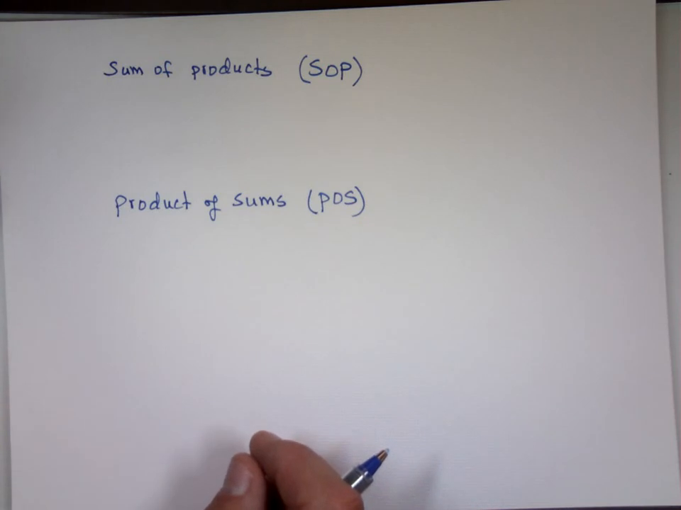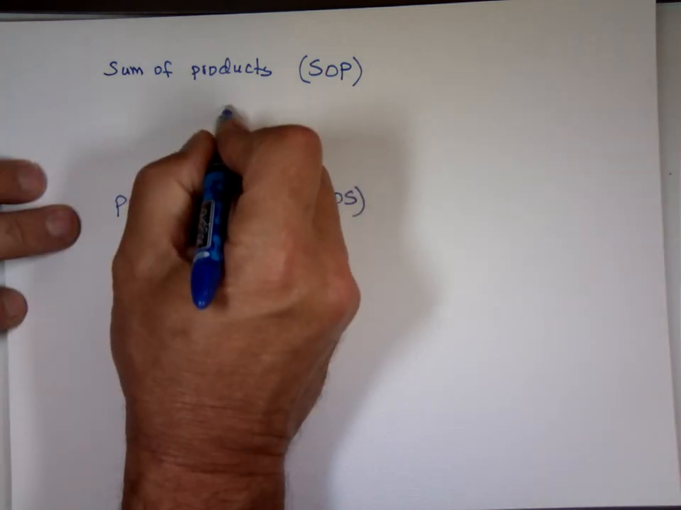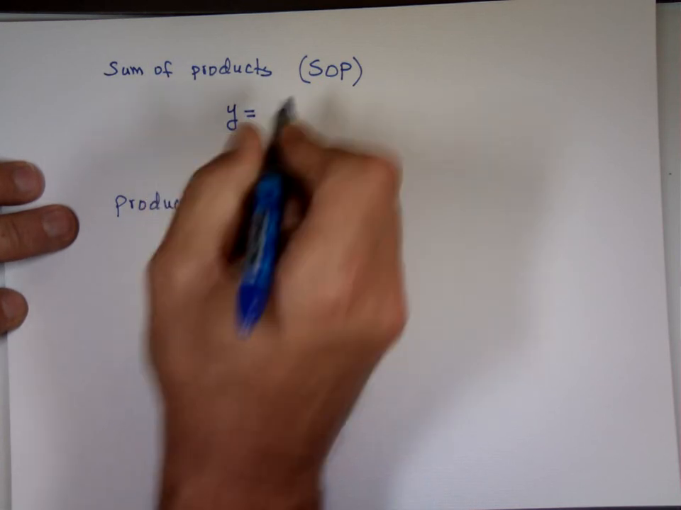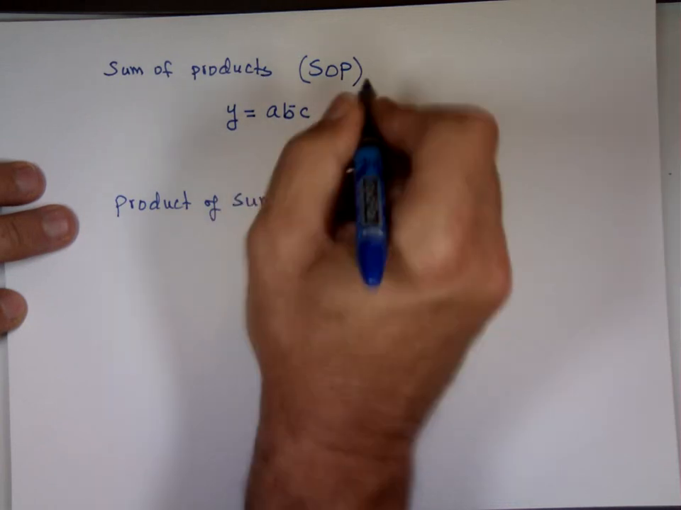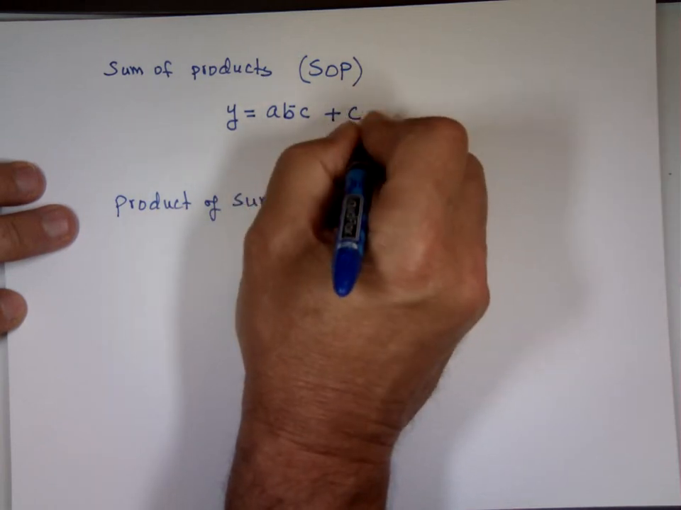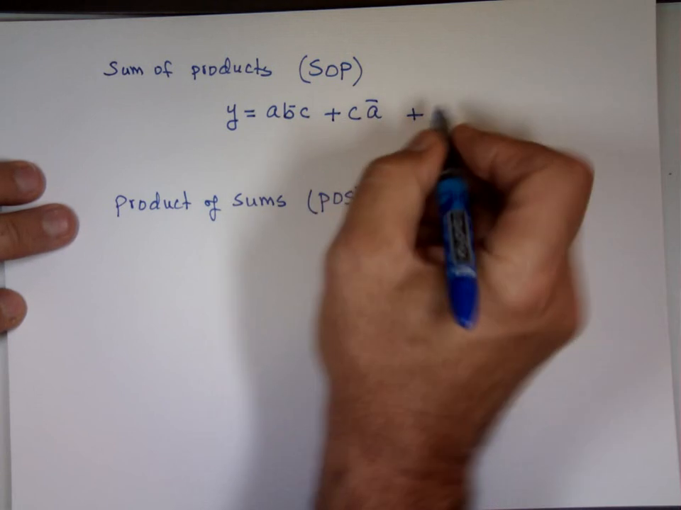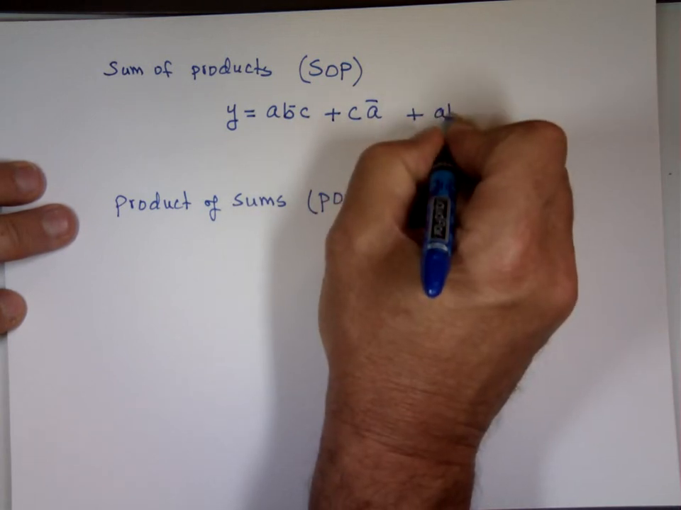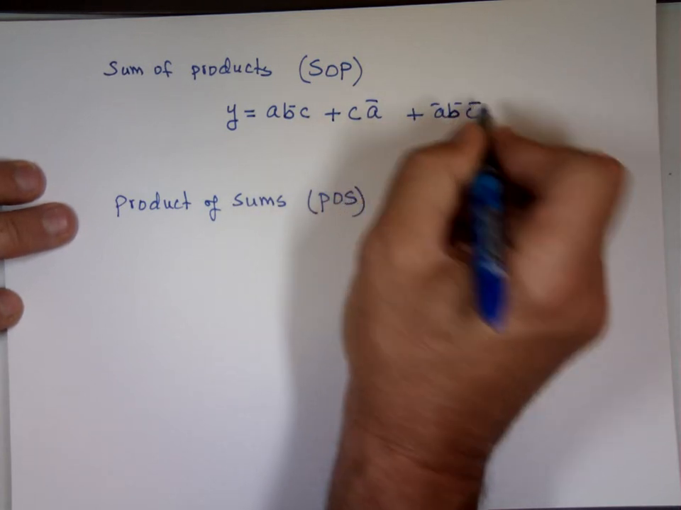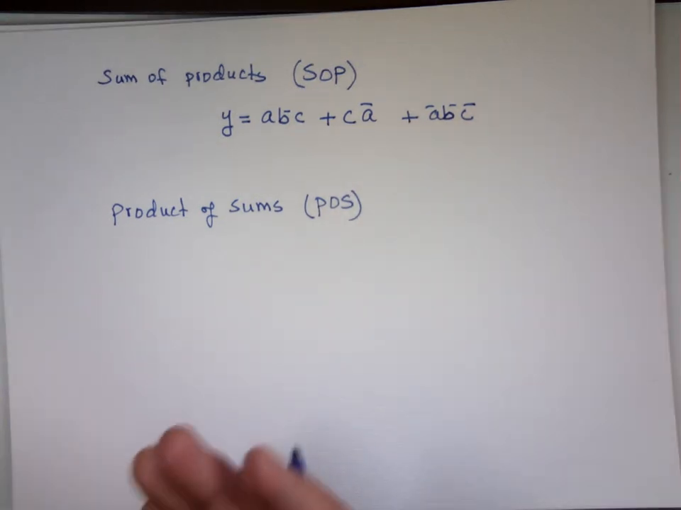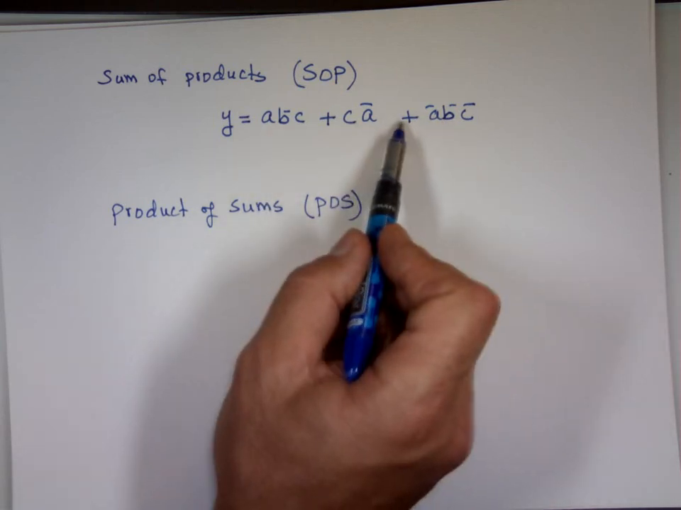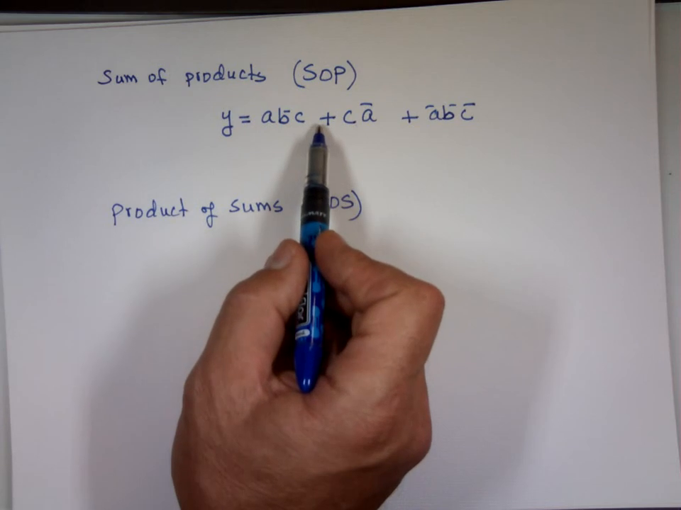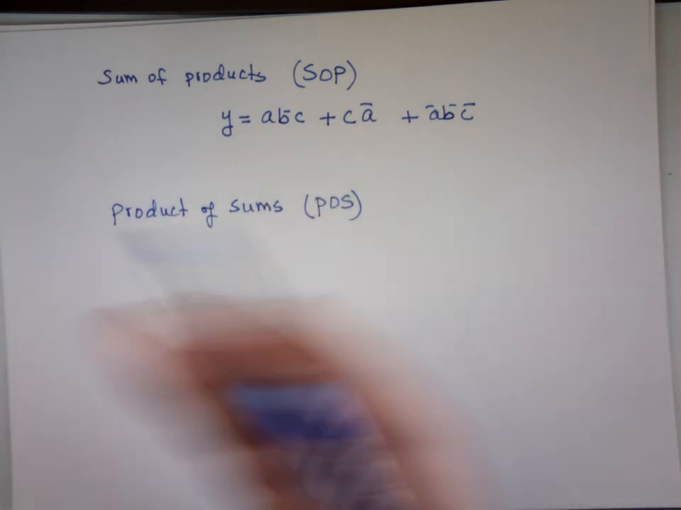Now, what's the sum of product? That's when you have an expression written like this. Y equals A B bar C plus C A bar plus A bar B bar C bar. This is known as sum of product. Why? Because each one of these is what? A product, and what are you doing at the end? You're adding them. That's known as sum of product.